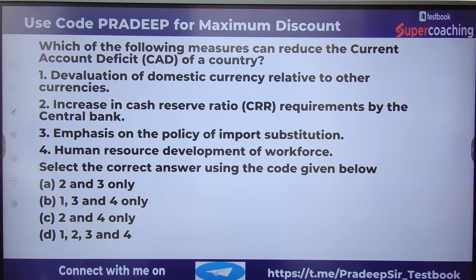Select the correct answer using the codes given below. Your answer should be A if second and third statements are correct. Your answer should be B if first, third and fourth statements are correct. Your answer should be C if second and fourth statements are correct. Your answer should be D if first, second, third and fourth statements are all correct.